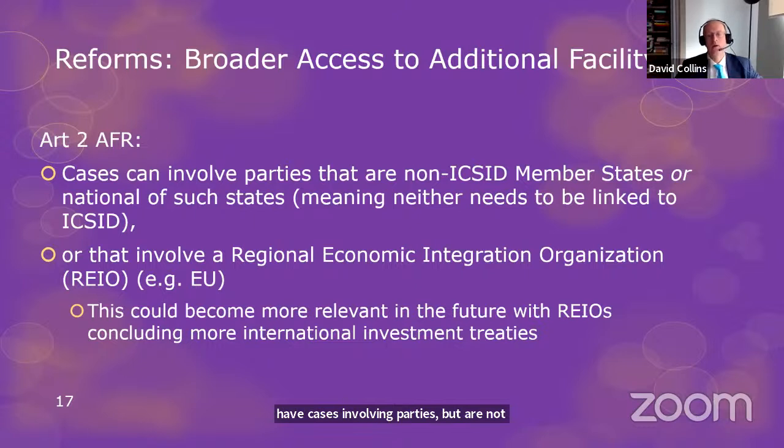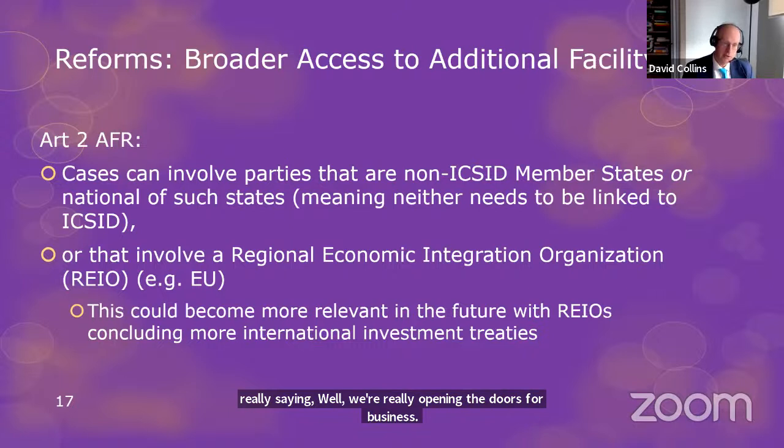So neither party needs a connection, which means you could have a South African company bringing a claim against India. Neither South Africa nor India are signatories. So ICSID is really saying we're really opening the doors for business. It's not just one party or one party.